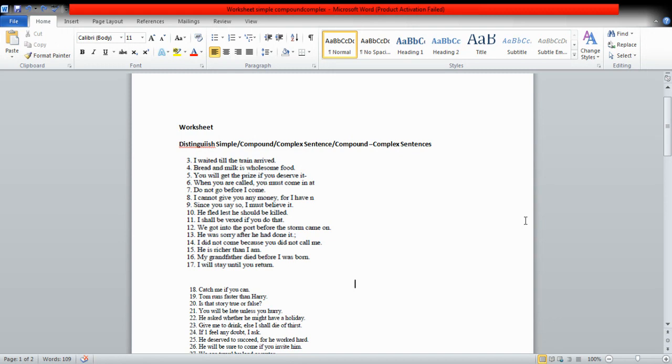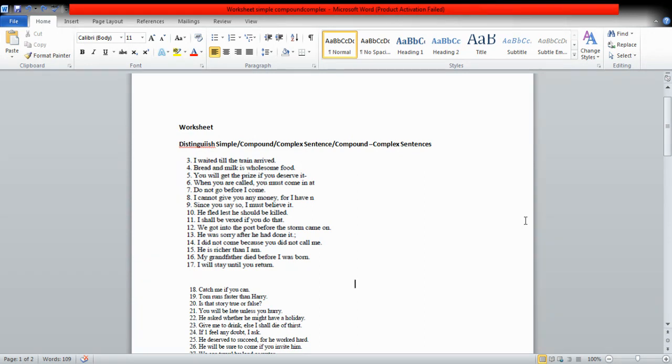And we have already decided that a subordinate clause always begins with a subordinating conjunction like before, if; these are all the subordinating conjunctions. He was sorry, independent clause, after he had done it, subordinate clause, so it will be a complex sentence. I did not come, independent clause, because you did not call me, subordinate clause, beginning with subordinating conjunction, which is because, so it is complex sentence.